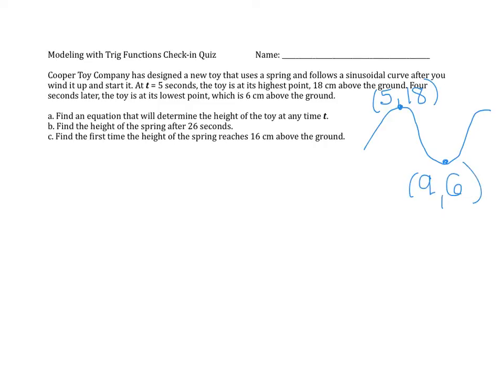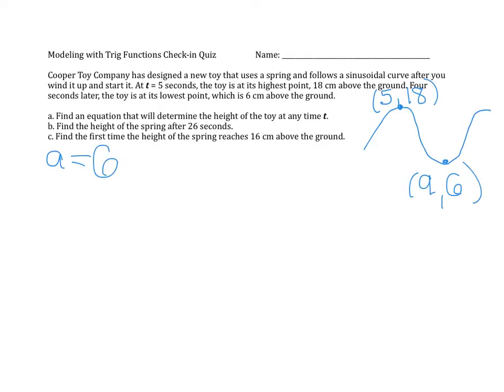If you're going to try to find an equation, you want to start by identifying all of your key features. Amplitude is the distance from the middle to the top or the middle to the bottom. So the entire vertical distance, if you look at the y values, is 12 centimeters. So if we half that, that'll give us the amplitude, which is 6.